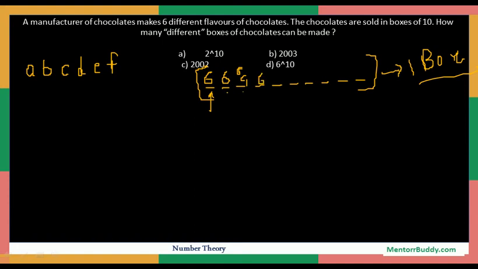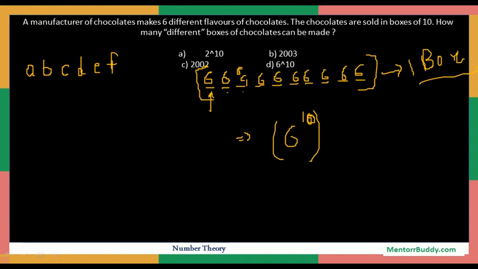6 ways, 6 ways, 6 ways, 6 ways, 6 ways and 6 ways. So in this case the answer will be 6 to the power 10. So 6 to the power 10 different types of options or different types of boxes can be prepared with these chocolates.